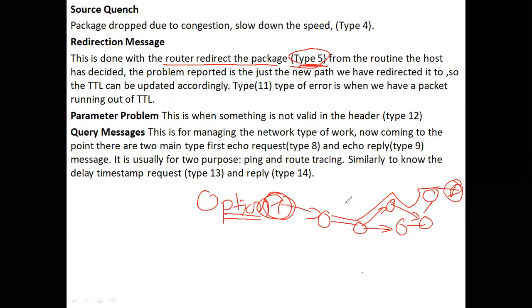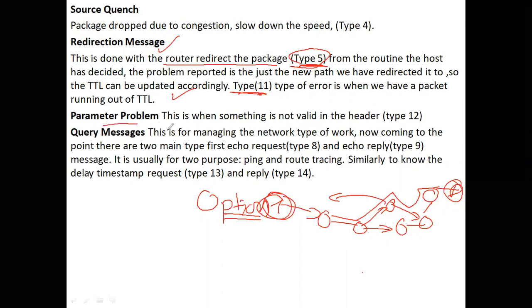Similarly, if a particular TTL has run out, we will send a type 11 message. The type 11 message will basically tell that, okay, the TTL has run out, you need to provide more TTL if you are sending another packet on this path. So that is something you can do in response to a TTL, or type 11, ICMP error.